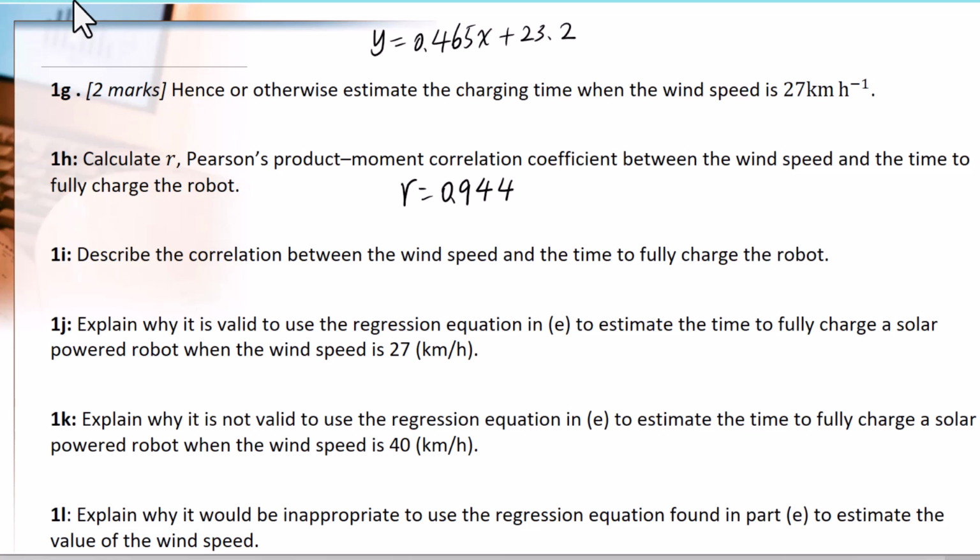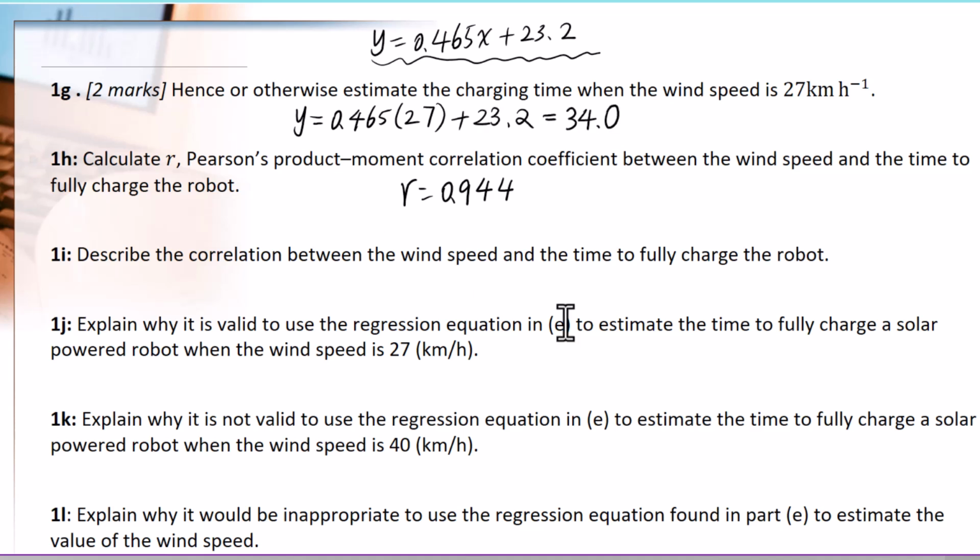1G. Hence or otherwise, estimate the charging time when the wind speed is 27 km per hour. This is a regression line equation. We will use it to estimate the charging time. Y equals 0.465 times 27 plus 23.2 equals 34.0 minutes.